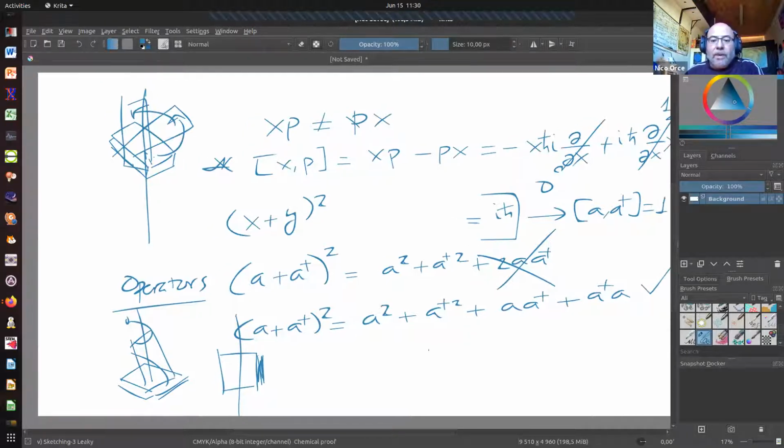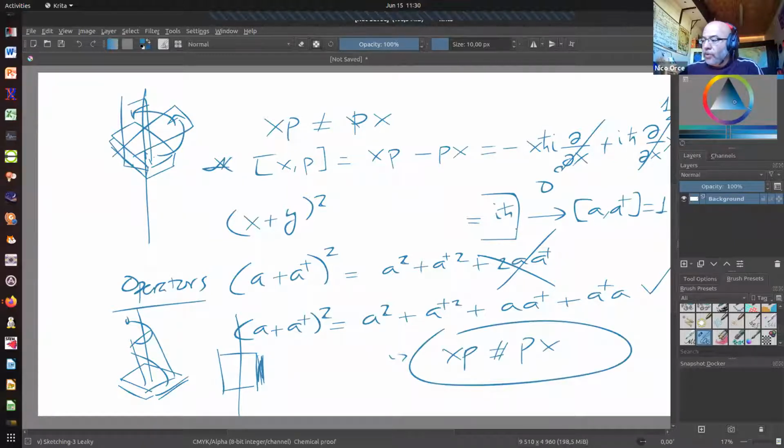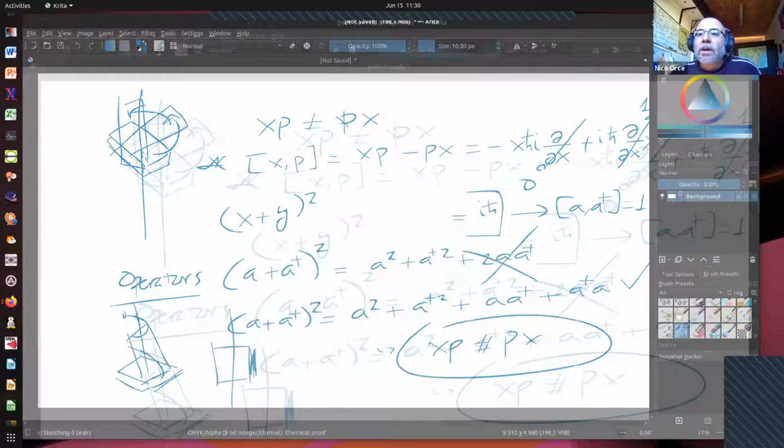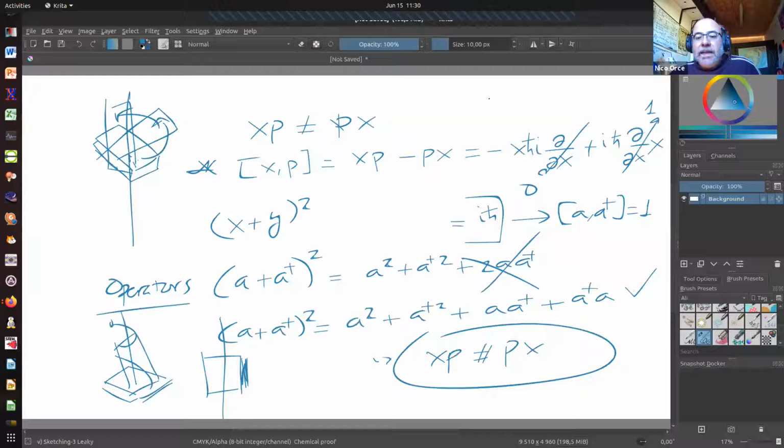That's why XP is different to PX, right? As I just showed you, with the same orientation of the calculator, you will end up in a different place, in a different orientation of the calculator, if you do the first step second and the second step first, right? Is that clear, guys? This is just basic quantum mechanics.